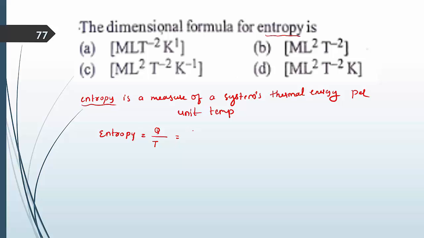So thermal energy per temperature. Energy is given by the dimensional formula M L square T raised to minus 2, divided by temperature, which has dimension K. K indicates Kelvin. Remember, we are having 7 fundamental units, right? K is Kelvin. Temperature is a fundamental quantity. So now we can write the dimensional formula M L raised to 2 T raised to minus 2 K raised to minus 1. So this is the dimensional formula for entropy. So option C is right.